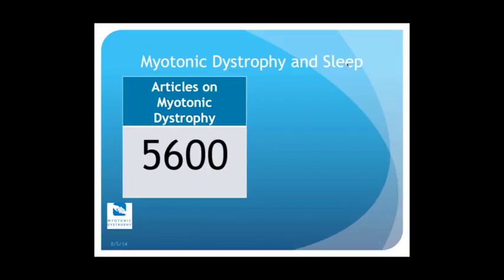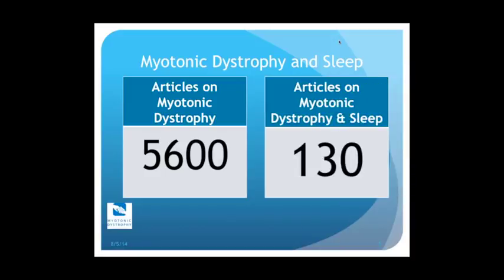So just a quick review. I updated this maybe 15-20 minutes ago, actually, and this number right here grew by 1 overnight. So this is the number of articles on myotonic dystrophy. Quite a bit of research has been done on myotonic dystrophy, but when you do a similar search and add sleep, the number drops quite significantly to only 130.